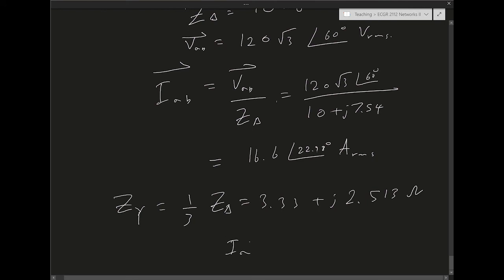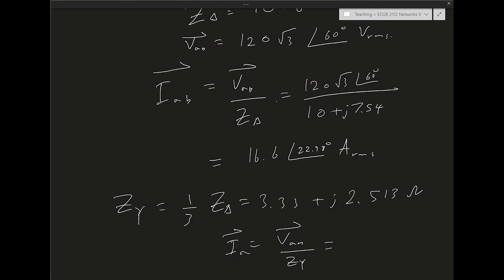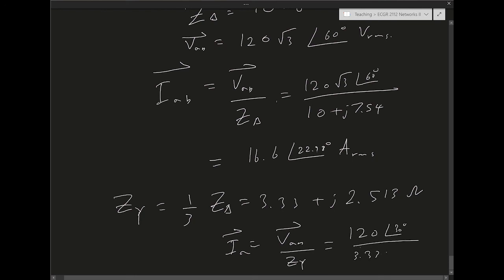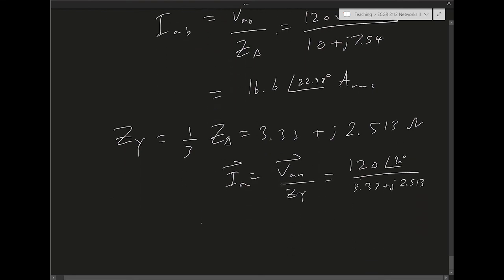So IA in this case is going to be VAN, the phase voltage, over ZY. Again, this is a balanced three-phase circuit, so I can consider one phase at a time in the Y circuit, and this becomes 120∠30°, that's my VAN, over 3.33 plus j2.513. Take out the calculator: 28.74∠-7° amps RMS.